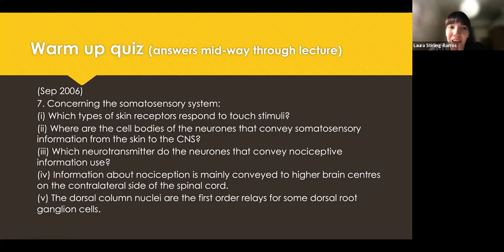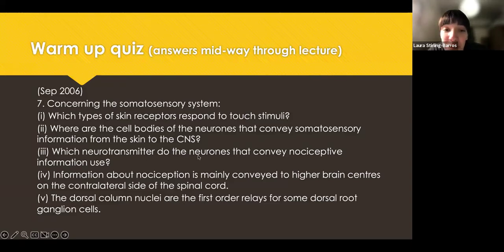So to begin, I want to give you guys a warm-up quiz. If you have a bit of paper with you, you can answer the questions. This is from a really old past paper from Oxford. So first, which type of skin receptors responds to touch stimuli? And where are the cell bodies of the neurons that convey somatosensation from the skin to the CNS?